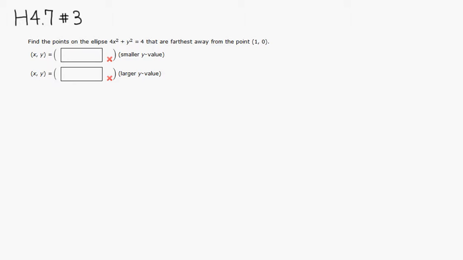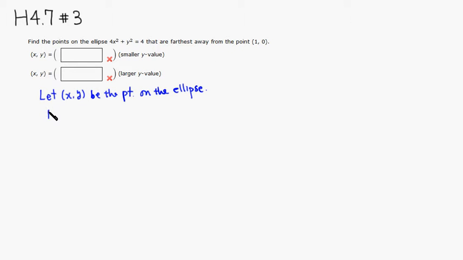Let's see. We have a point on the ellipse. Let's say (x, y) be the point on the ellipse. Alright, so let's find the distance between this point and that point.